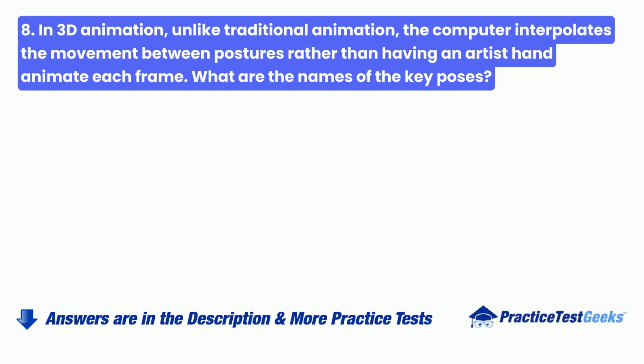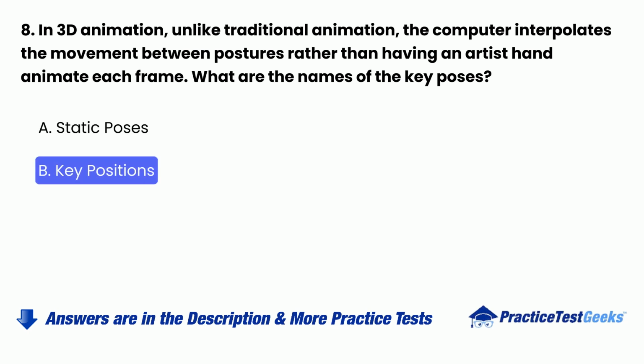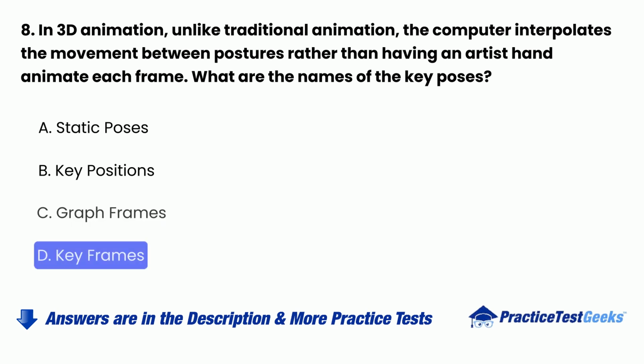In 3D animation, unlike traditional animation, the computer interpolates the movement between postures rather than having an artist hand animate each frame. What are the names of the key poses? A. Static poses. B. Key positions. C. Graph frames. D. Keyframes.